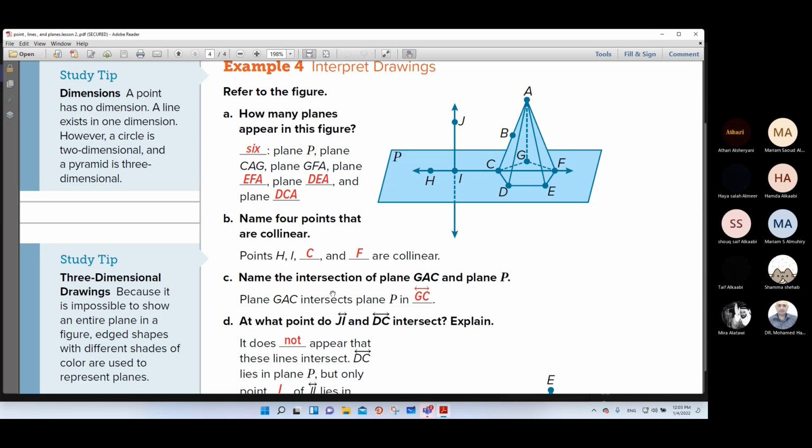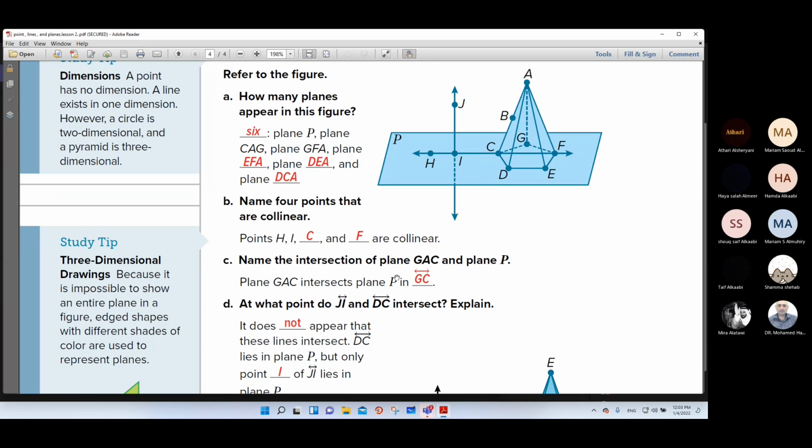Name the intersection of plane GAC and plane B. This is GAC, this plane, and this plane. The 2 planes here intersect in this line CG. So plane GAC intersects plane B in line CG.